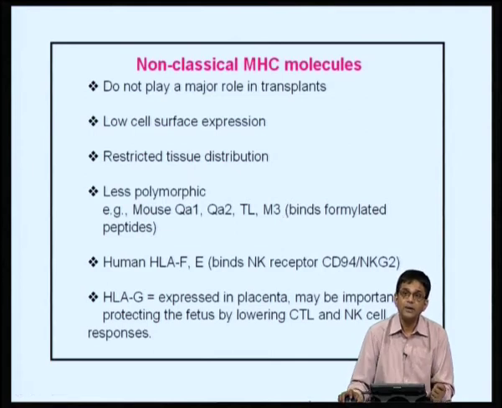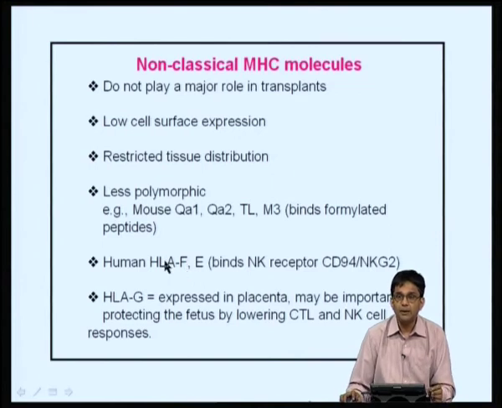Now, where are formylated peptides produced? Formylated peptides are produced primarily in the mitochondria or by bacteria. So, by recognizing formylated peptides, what happens is during a bacterial infection, you have presentation of formylated peptides by M3, which may be important in it. So, it has a very specialized function.